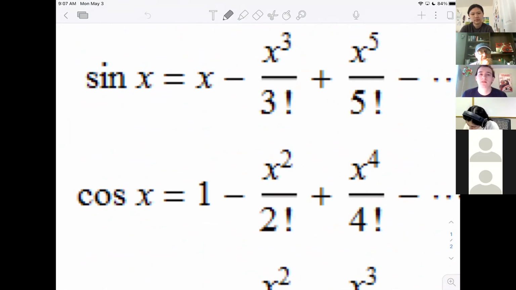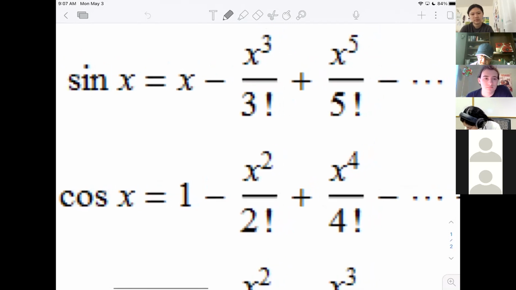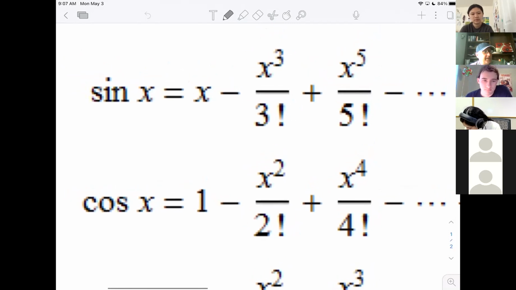So what I don't think I will take the time to do is go find cosine, except centered at 0. If we did, we would get that series right there. But what I'd like you to notice here really quick is to take the derivative of the sine expansion up there.